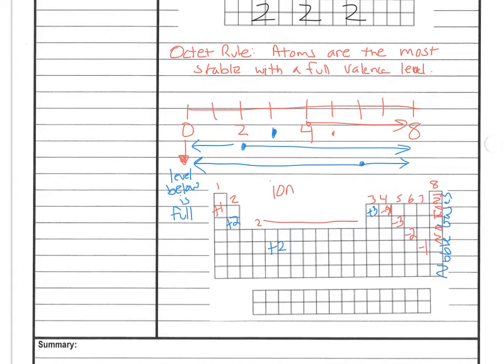Now we have one more type of ion to talk about, but I'm out of room, so I'm going to just write this on the next page, and if you didn't put in a periodic table here, then you probably still have enough room.